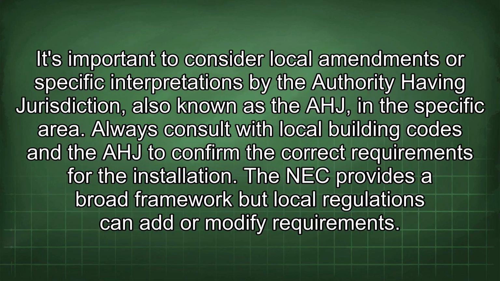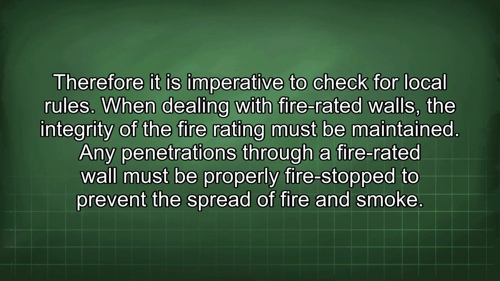It's important to consider local amendments or specific interpretations by the authority having jurisdiction, also known as the AHJ, in the specific area. Always consult with local building codes and the AHJ to confirm the correct requirements for the installation. The NEC provides a broad framework, but local regulations can add or modify requirements. Therefore, it is imperative to check for local rules.